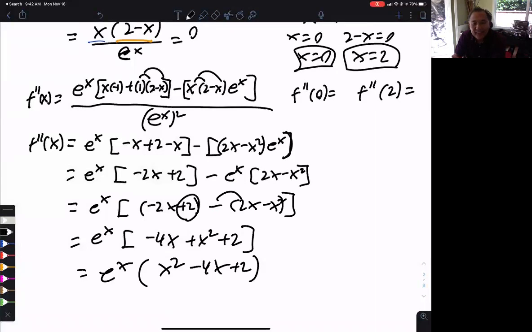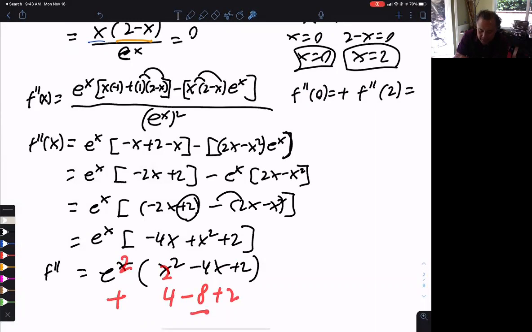Okay, I've done it. Now I'm going to plug in 0 because I want the second derivative at 0. So if I plug in 0, e to the 0 is 1. That's 0, that's 0. 1 times 2 is positive, so that will be positive at 0. And I plug in 2. If I plug in 2, e squared is positive. That's going to be 4 minus 8 plus 2. That's negative. So that's going to be negative.